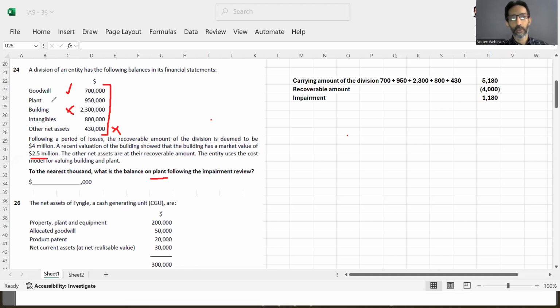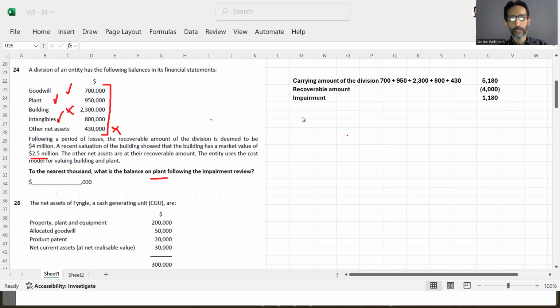So the two assets which are left are plant at 950 and the intangibles at 800. Okay. So these assets will be charged with impairment. Goodwill will be totally consumed with impairment loss, and whatever loss is left will be divided between plant and intangibles. Since we're only trying to calculate the value of plant, we will calculate the impairment charge for plant. Okay, so I hope you understand.